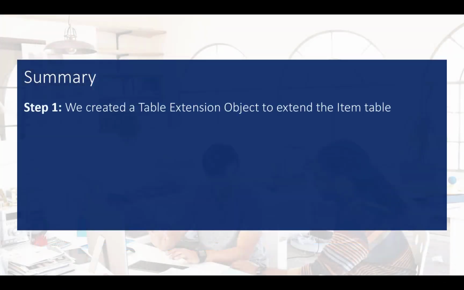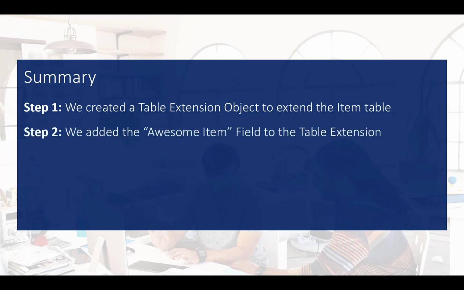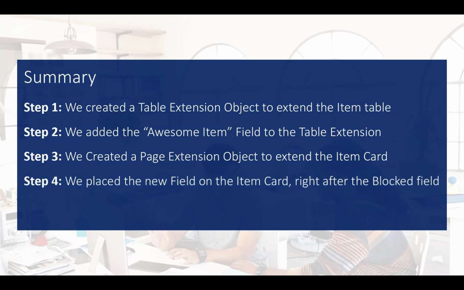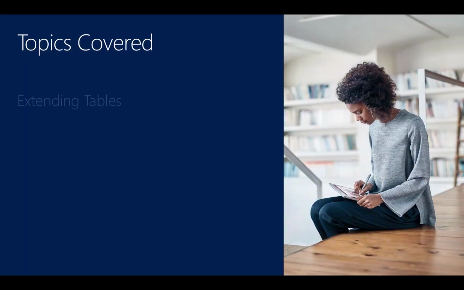In summary, we created a table extension object to extend the item table. We then added the Awesome Item field to the table extension. We created a page extension object to extend the item card, and we placed the new field on the item card right after the blocked field. Topics covered are extending tables, extending pages, and using snippets in Visual Studio Code.